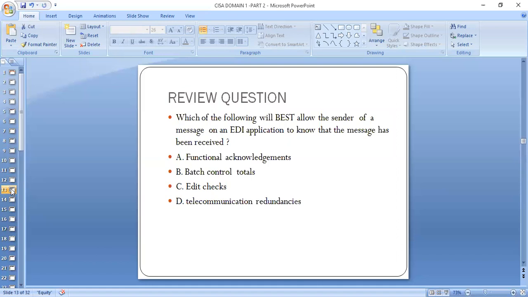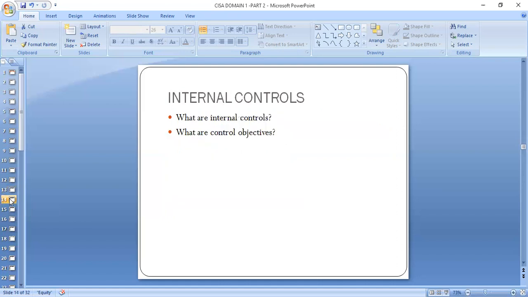All right, review question. Which of the following will best allow the sender of a message or an EDI application to know that the message has been received? A, functional acknowledgement. B, batch control totals. C, check digits. D, telecommunication redundancies. I mentioned it the other time. A sends a message to B. How will A know that B has gotten the message? B sends back a functional acknowledgement. So the best answer is definitely A. That is very straightforward.